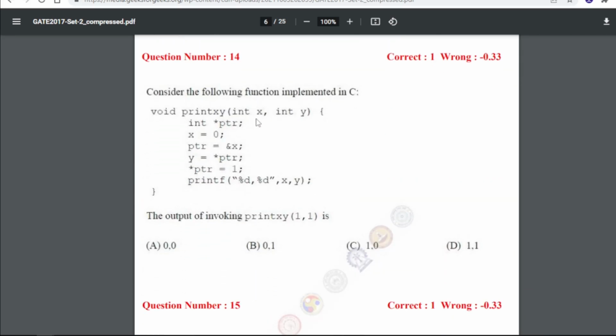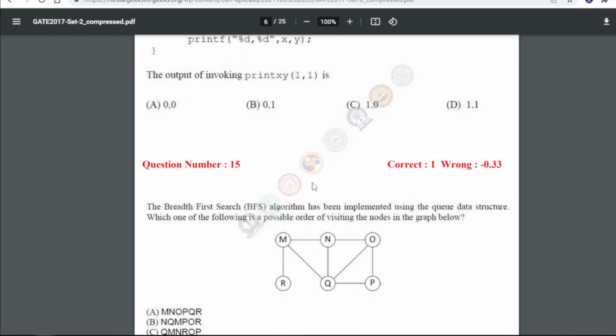14. Consider the following function implemented in C, void print xy. So this is the function, and now there is a call, that is print xy is 1 1. So we have to just hit and try the program, and we will get the answer as x equals to 1 and y equals to 0.